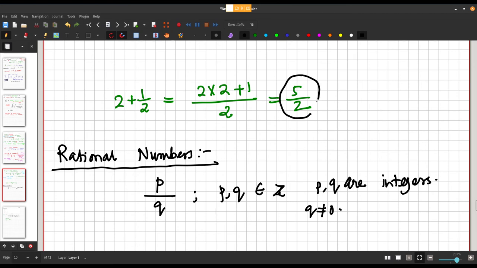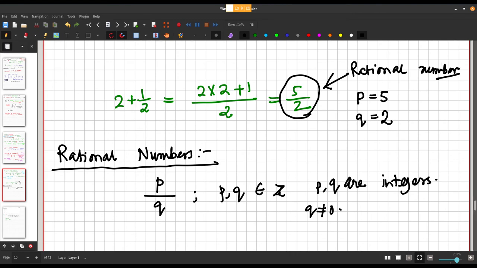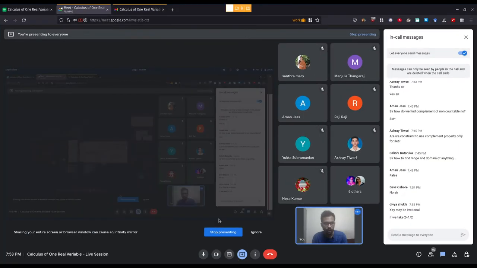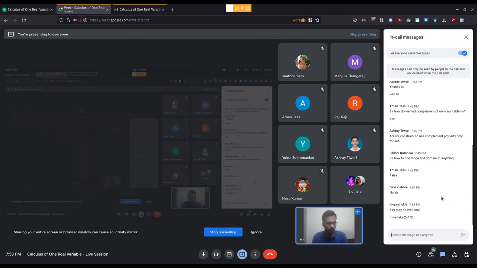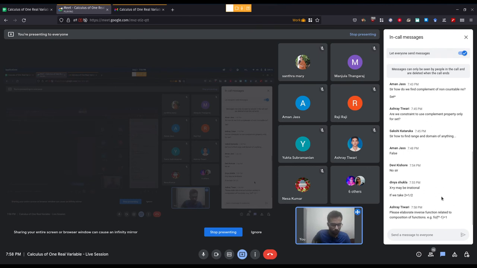Now, let us look at the number that Divya has given. Here, P is 5 and Q is 2. So both 5 and 2 are integers and Q is not equal to, sorry, not equal to 0. Then 5/2, according to this definition, is a rational number. I hope your doubt is cleared now, Divya. If it is clear, then you can just say it in the chat box and I will move to the next problem.